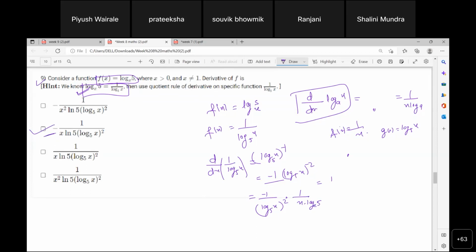So anyone, any doubt in this problem? We should know the standard.